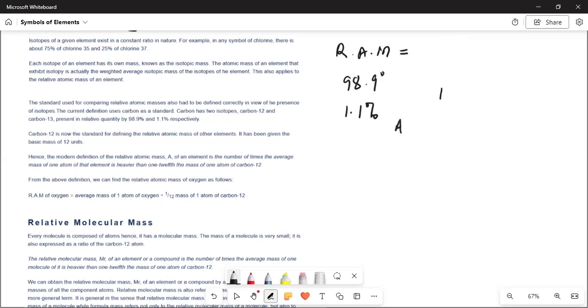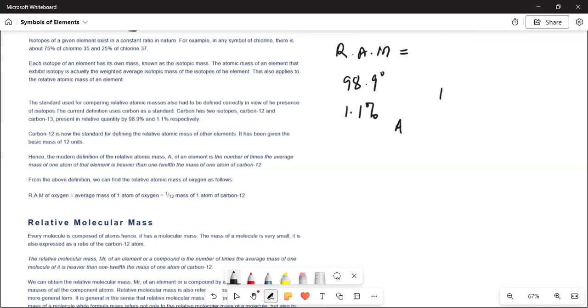Now, that is element. When we talk about molecule, then it has to be molecular mass. So what is relative molecular mass? Every molecule is composed of atoms. Hence, it also has a molecular mass. And this molecular mass will be obtained by adding all the masses of the atoms present in that molecule. So the mass of a molecule is very small. It is also expressed as a ratio of carbon 12.